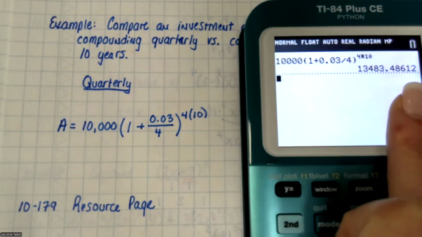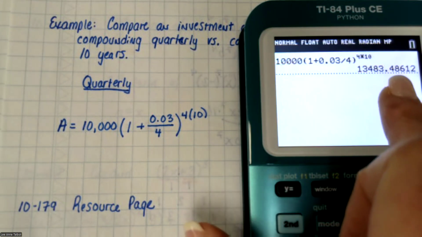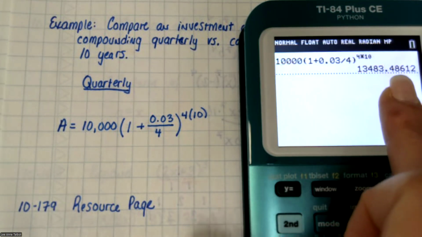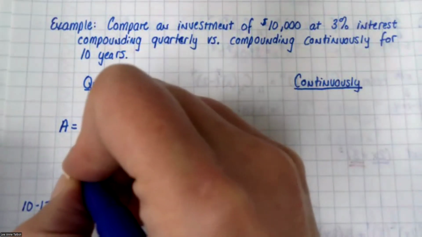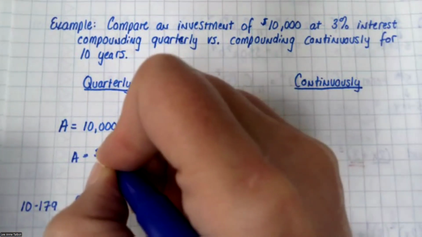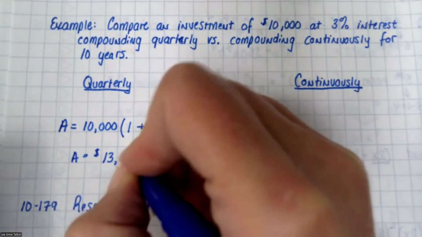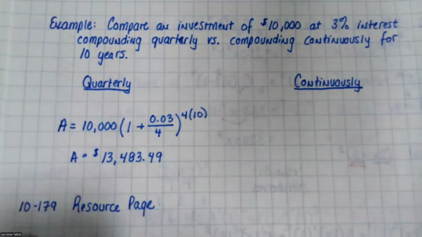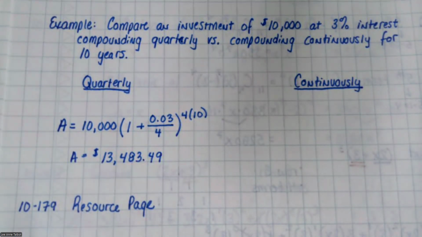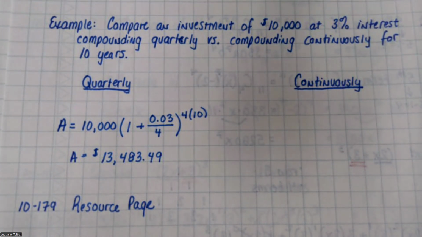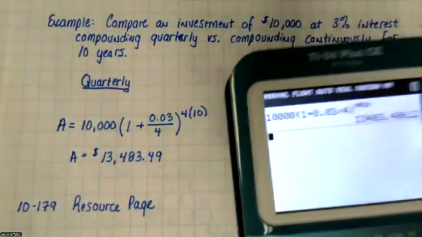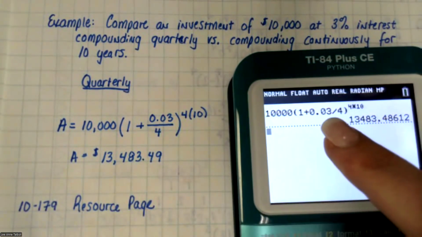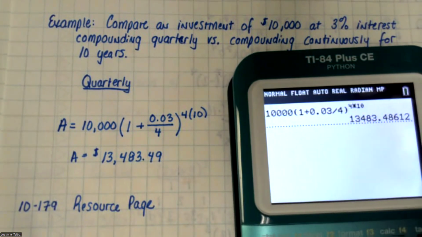So very important with these problems, round to the nearest penny. So you want 2 decimal places for all of these so that you don't look uneducated. $13,483.49. And I didn't do anything fancy with typing it in. I put this as divided by, I didn't try to make that a fraction or anything.